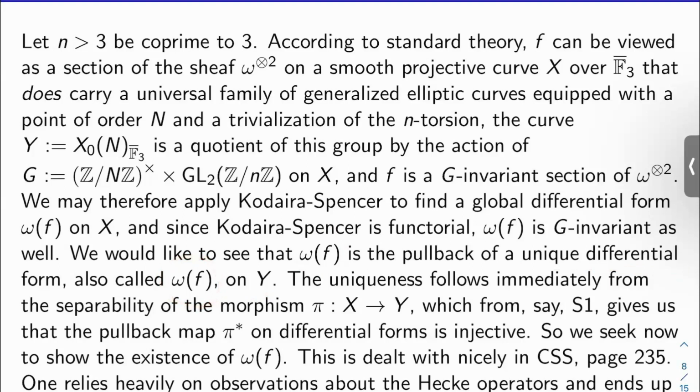Now, the uniqueness, if the existence happens, follows immediately from the separability of the morphism pi from X to Y, okay? Because if you look in Silverman 1, for example, you see that under that kind of setup, the pullback map on differential forms should be injective. So now we need existence. Why does omega_f exist?